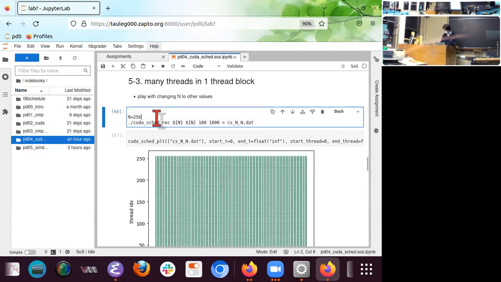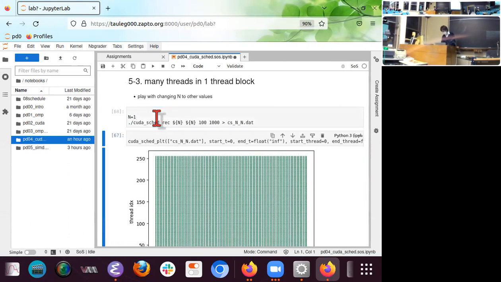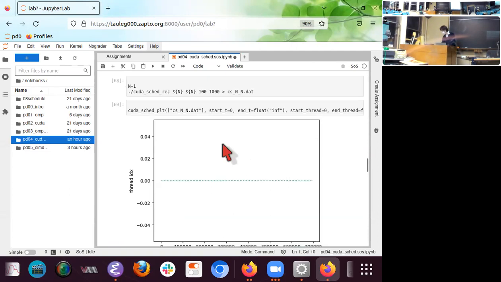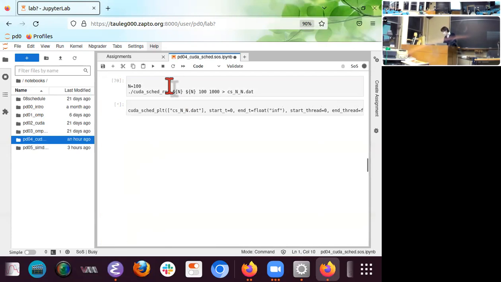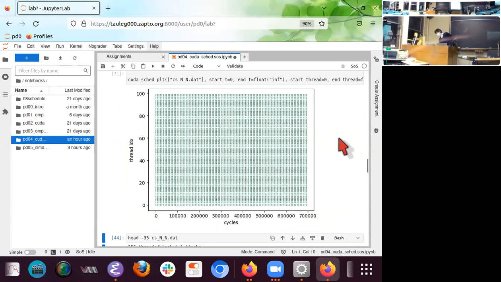And so let me get back to the n equal 1 case. Then you see something like this. And you increase the number of threads to something like 100. The interesting thing is, again, this time we are using only one streaming multiprocessor because we are using only one thread block. Still, the execution time looks almost the same as before.